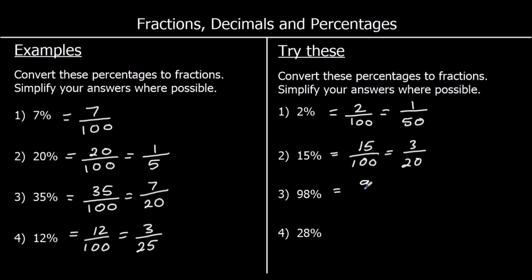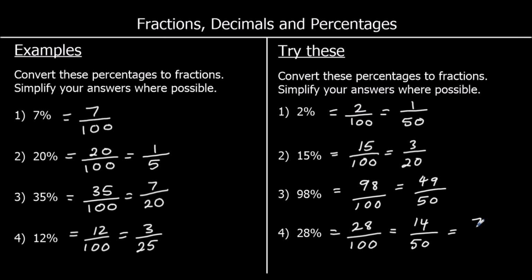98% is 98 over 100. And they're both even, so we can half them both. 49 over 50. And 28% is 28 over 100. And we can do it in steps if we want. We can half them both. So 14 over 50. And then half again. 7 over 25. You could have divided by 4 to start with. But either way, you get the same answer.